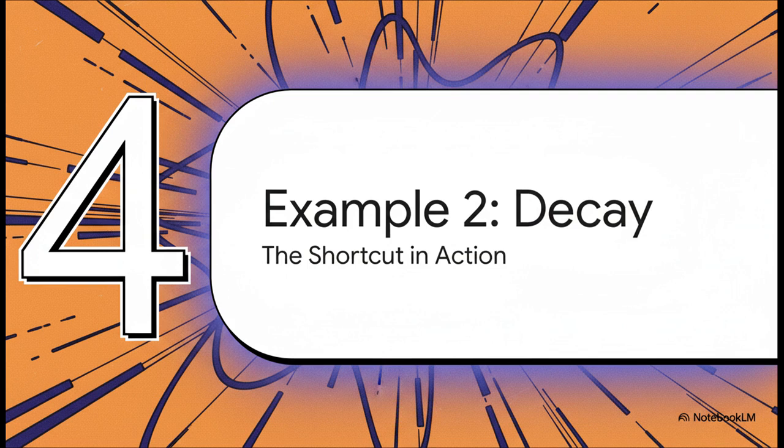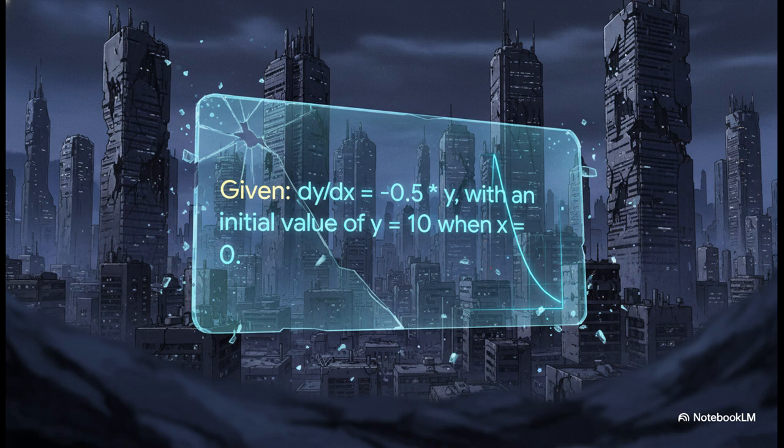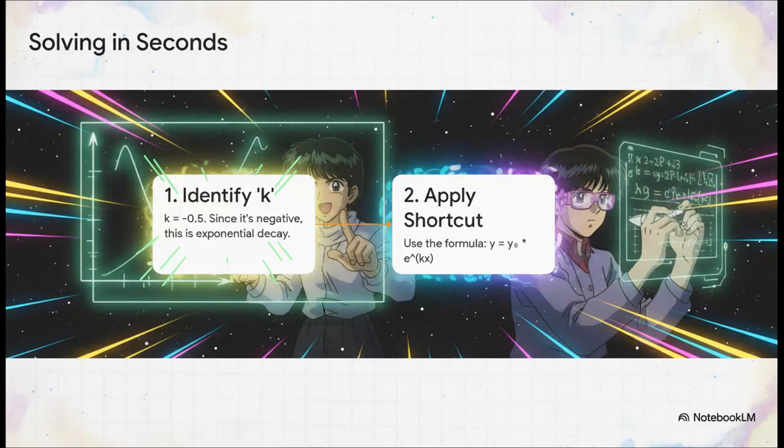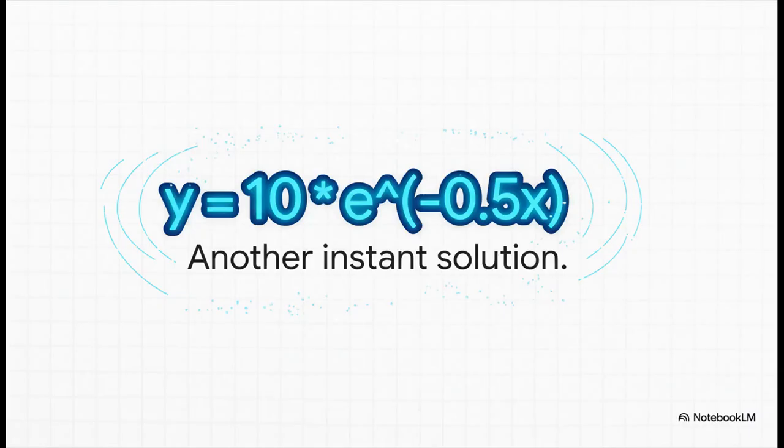Let's do another one. All right, this time our rate of change is negative 0.5 times y, and our starting value is 10. I bet you can already see exactly where this is going. And once again, we just follow the same simple steps. First, we spot our k, which is negative 0.5. Since it's negative, we know we're dealing with decay. And second, we pull out our trusted shortcut formula. Time to plug in the numbers. Our starting value, y sub 0, is 10. Our k is negative 0.5, and the final solution is 10 times e to the negative 0.5x. And just like that, we're done.